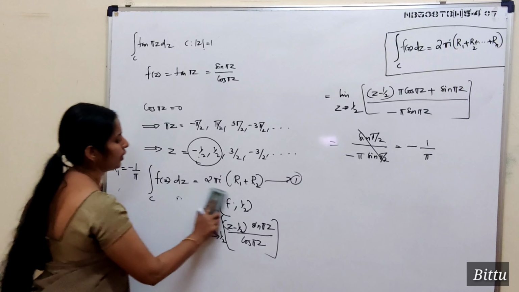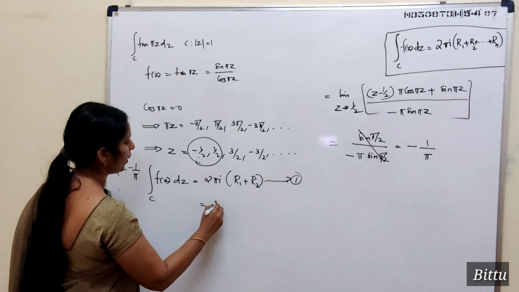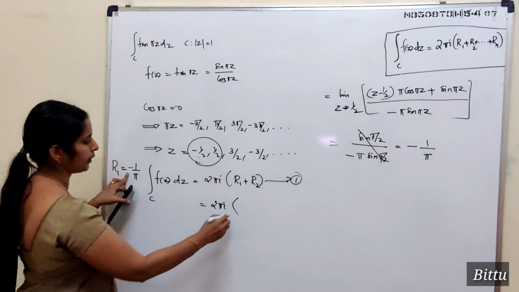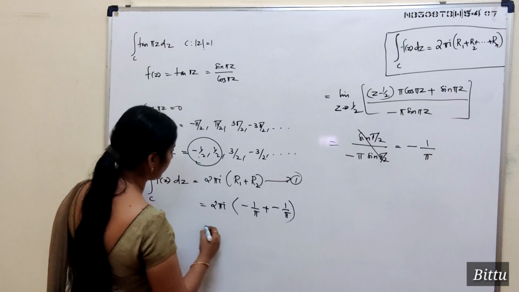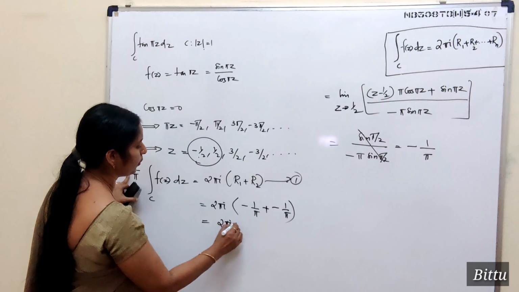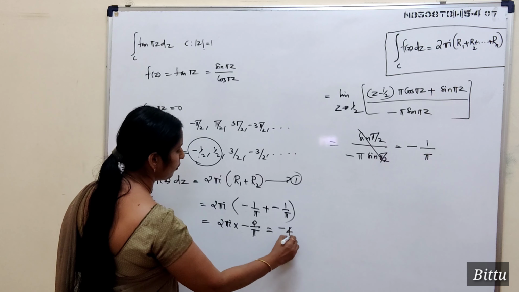You substitute R1, R2 in equation number 1. So it is 2 pi i. R1 is minus 1 by pi. R2 is minus 1 by pi. So it is 2 pi i into minus 2 by pi, that is minus 4i.